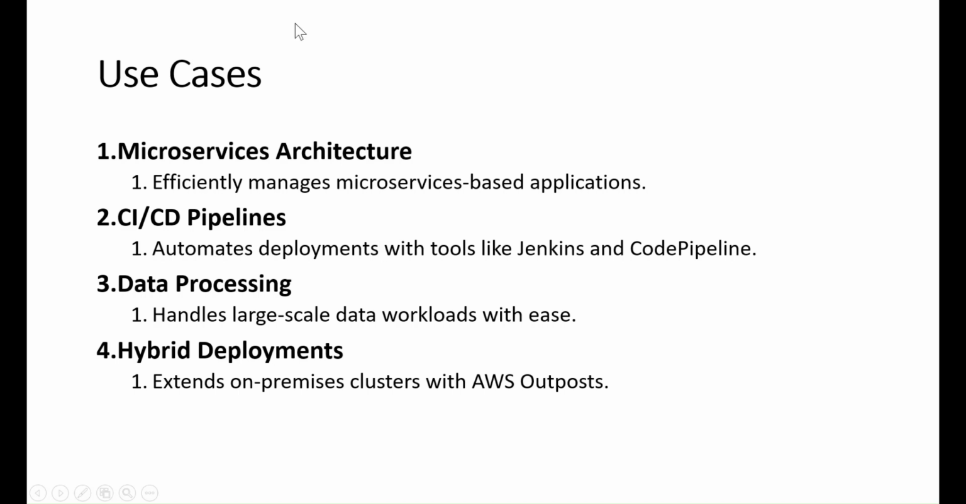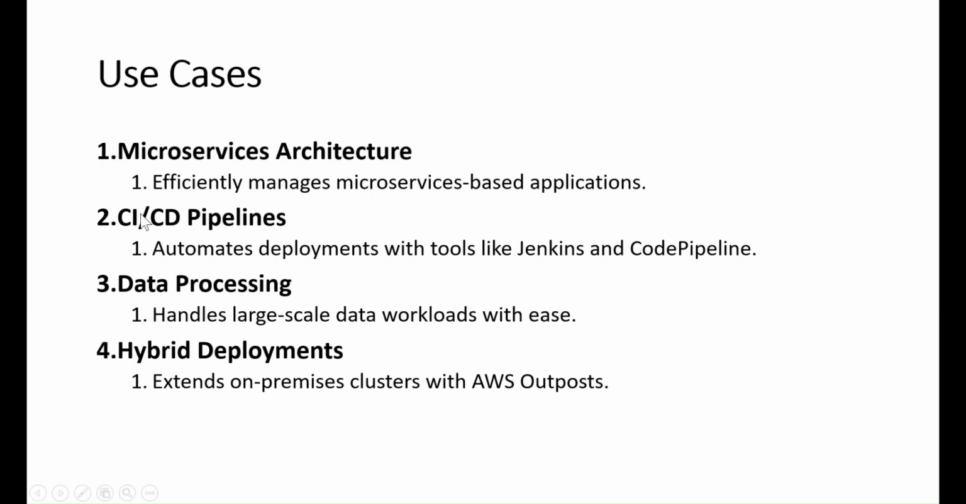And now let's see the use cases of AWS EKS. Firstly, microservices architecture. It efficiently manages microservices-based applications. Microservices break an application into smaller independent services that work together. EKS can manage each microservice as a separate Kubernetes pod, and it makes scaling, updating, and deploying individual services easier without affecting the entire application.